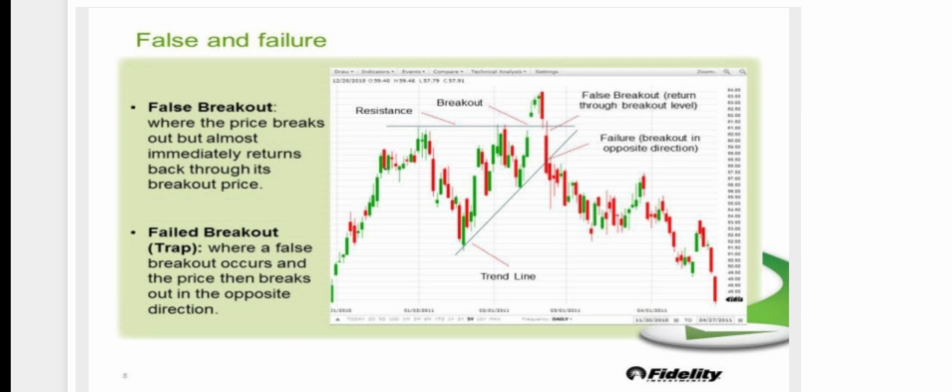What is a failed breakout? Well, it was a false breakout when it came back to that resistance line. It becomes a failed breakout when it actually drops down and now is not only below the resistance, but it has dropped down and broken through the trend line that we had drawn, right?